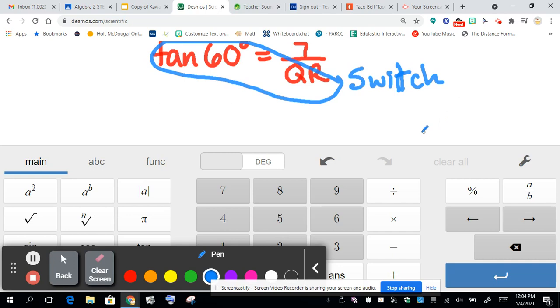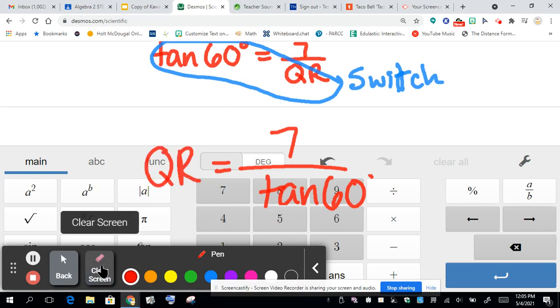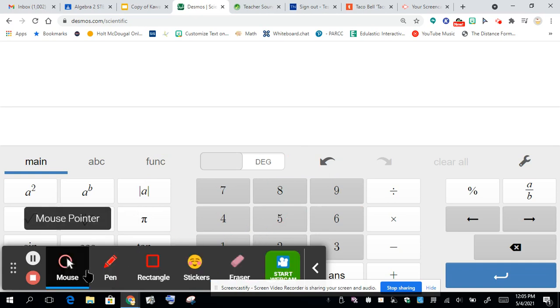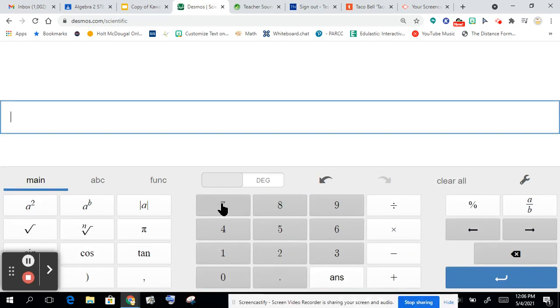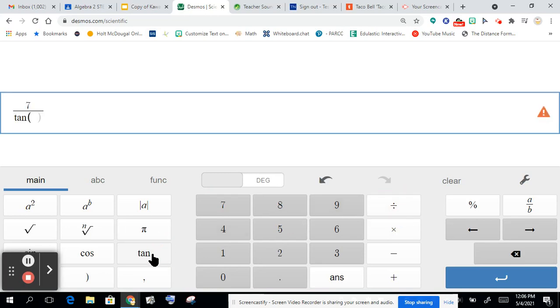Sorry about that. And so in the calculator right now, what I'm actually going to put is 7 divided by tan 60 degrees, and that will be equal to QR. So now that I refreshed your memory, I'm going to do that right now. You go to 7 because it was 7 divided by tan 60.